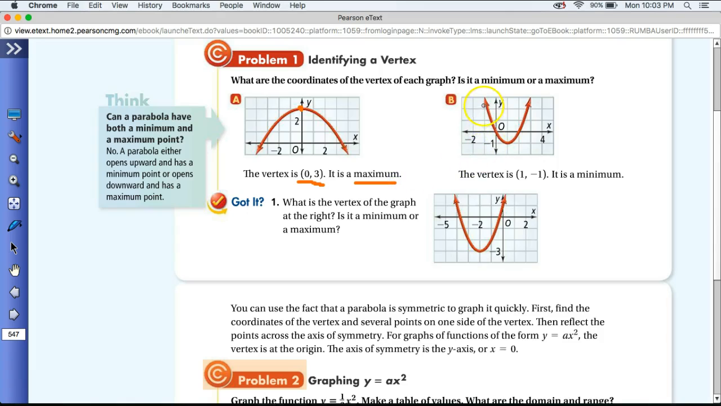Okay. Example B, regular U shape, right side up, which means it's going to have a minimum. Here is the vertex right here, which is the bottom point. And if you notice that I go 1 to the right and down 1 to get there, so the point is located at 1, negative 1, and because it is the lowest point on the graph, it is a minimum.